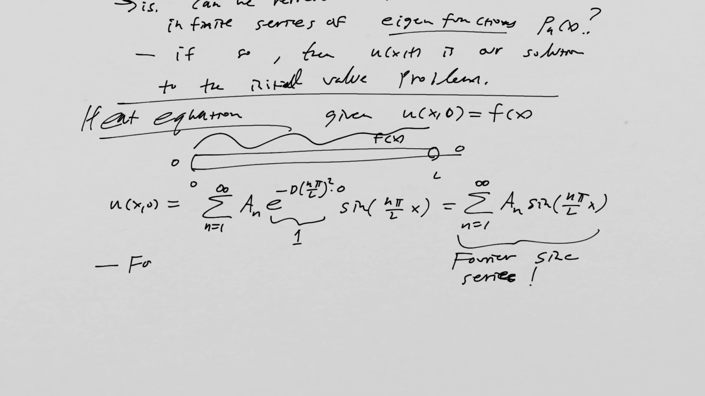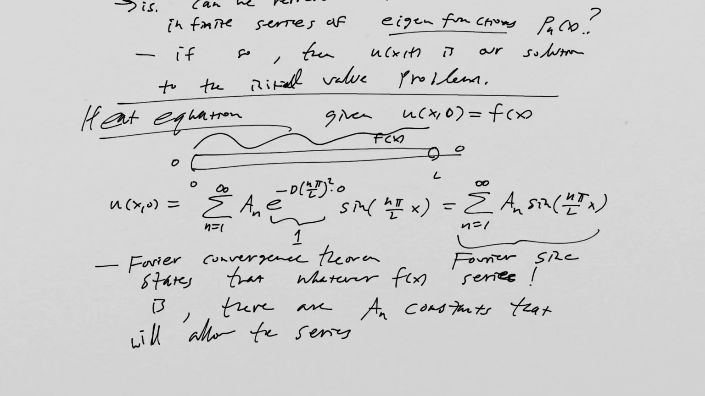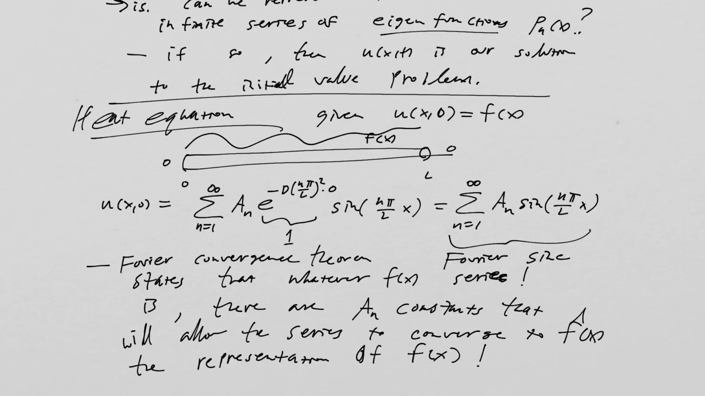So we know, so the Fourier convergence theorem states that whatever f of x is, there are an constants that will allow the series to converge to f hat, the representation of f of x. So that's really, really cool.